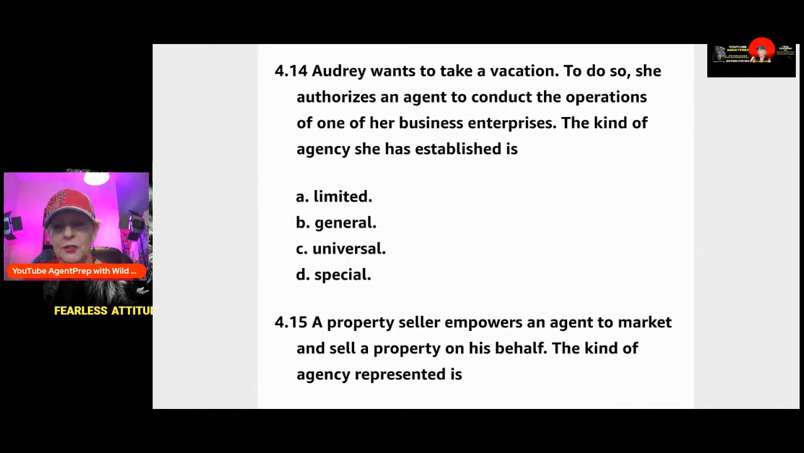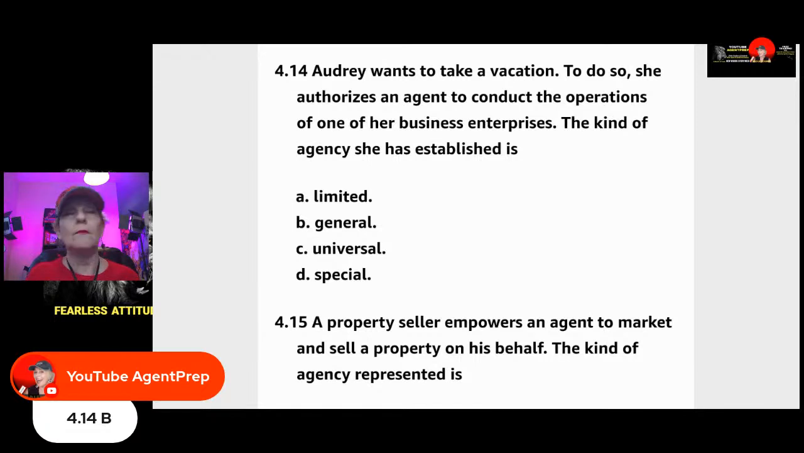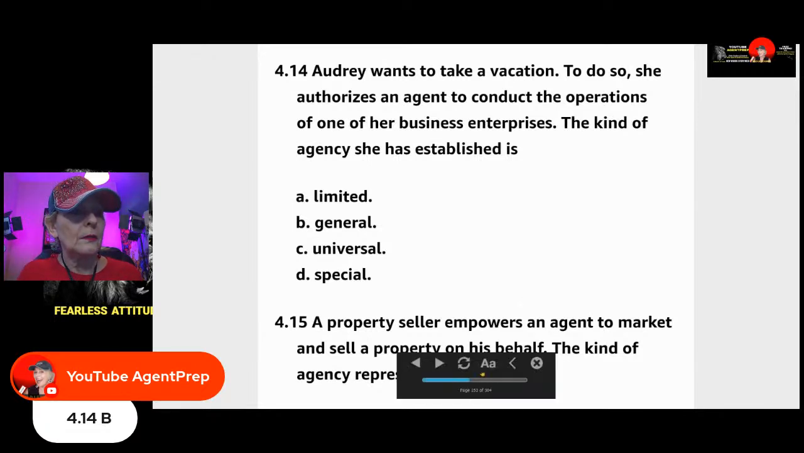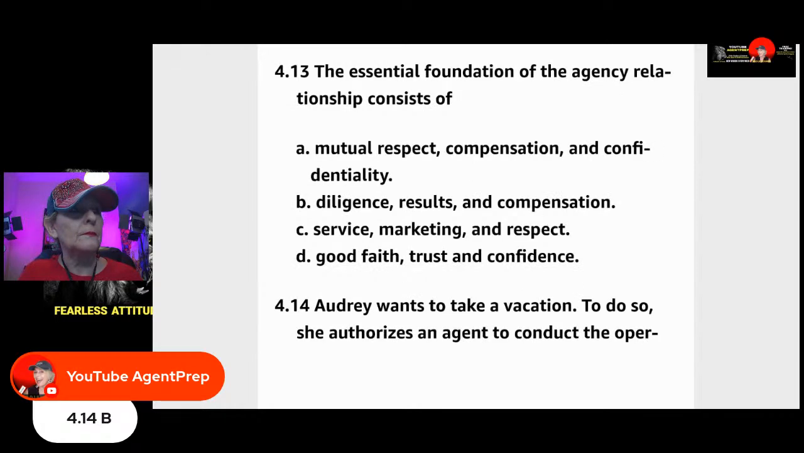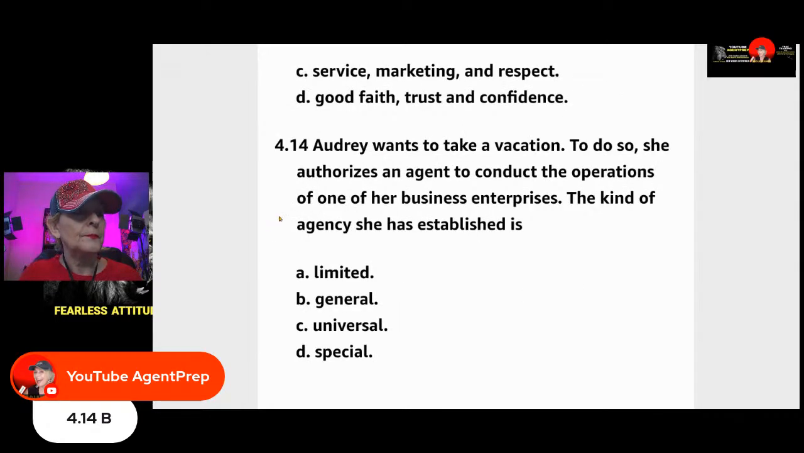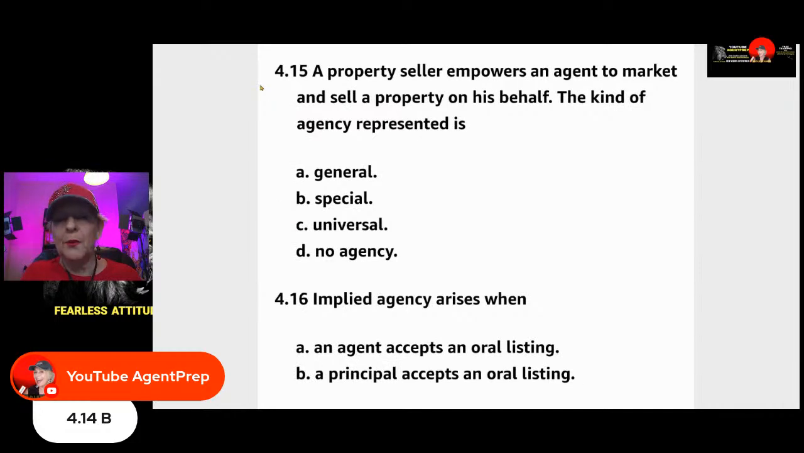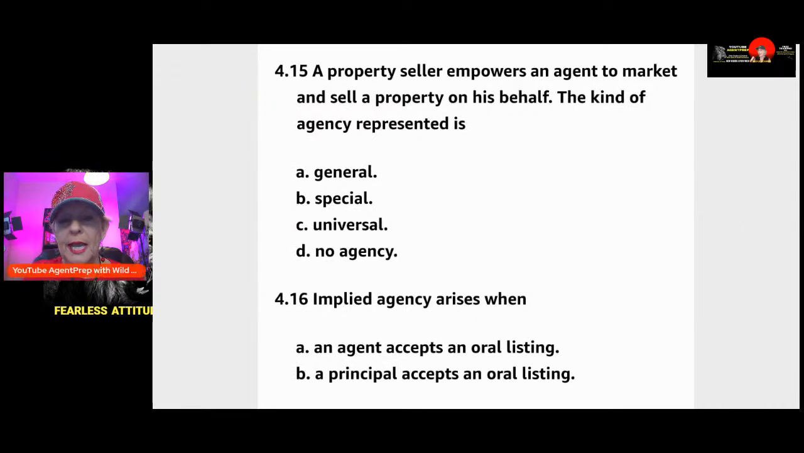All right, the answer to number 14. All right, number 15. A property seller empowers an agent to market and sell the property on their behalf. The kind of agency represented is A, general, B, special, C, universal, or D, no agency.